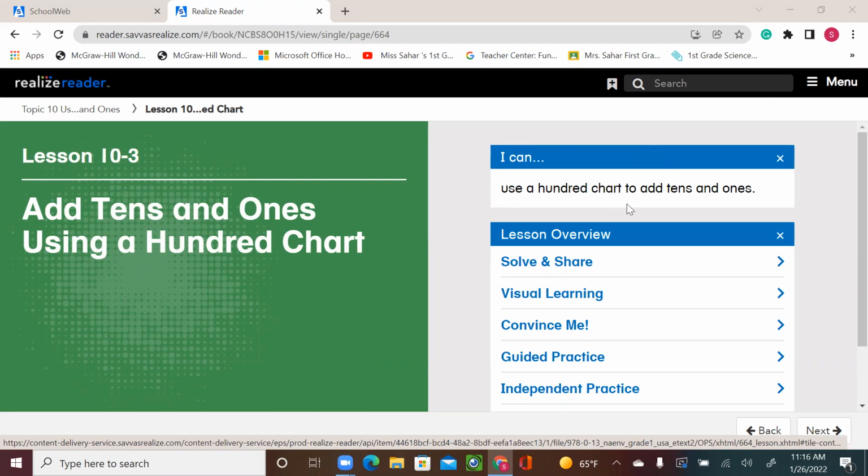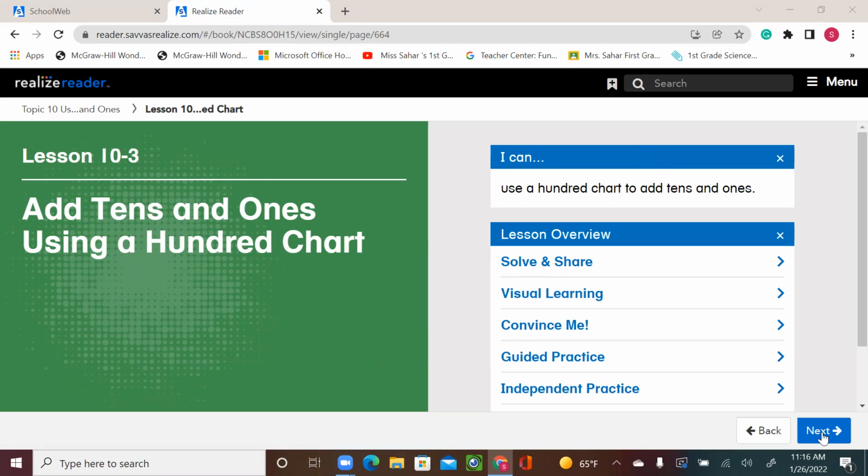We are in topic 10, lesson 3. Please open your book, page 409. Add tens and ones using the 100 chart. Let's start.